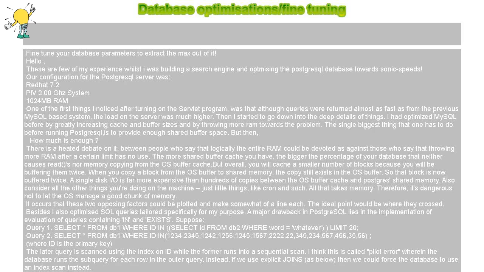Database optimization/fine-tuning. Fine-tune your database parameters to extract the max out of it.